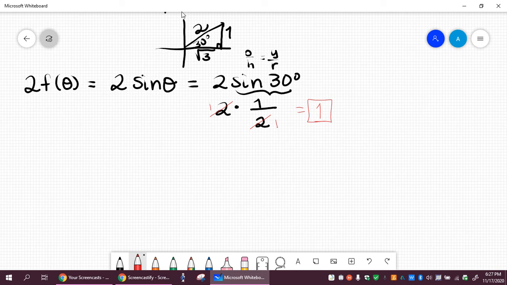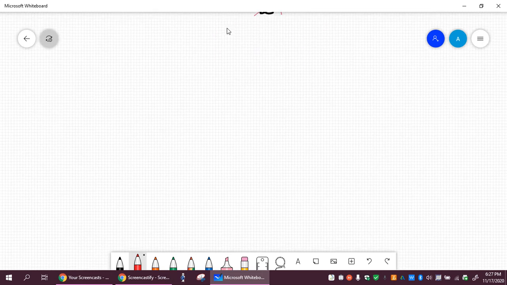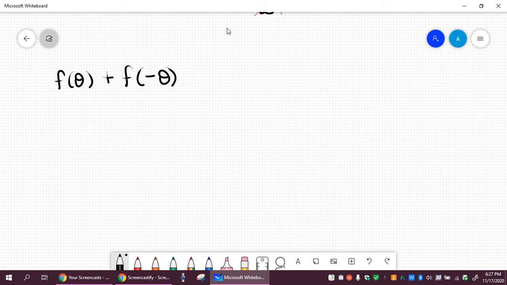Okay. All right, let's do another one. So let's say this time I give you something such as f of theta plus f of negative theta. This is going to be important because if you remember at the very beginning of the year, this was one of the techniques we used, evaluating f of negative x to find out if something was even, odd, or neither. So that's just a quick connection to what we did at the beginning of the year. Okay, so f of theta is sine theta.